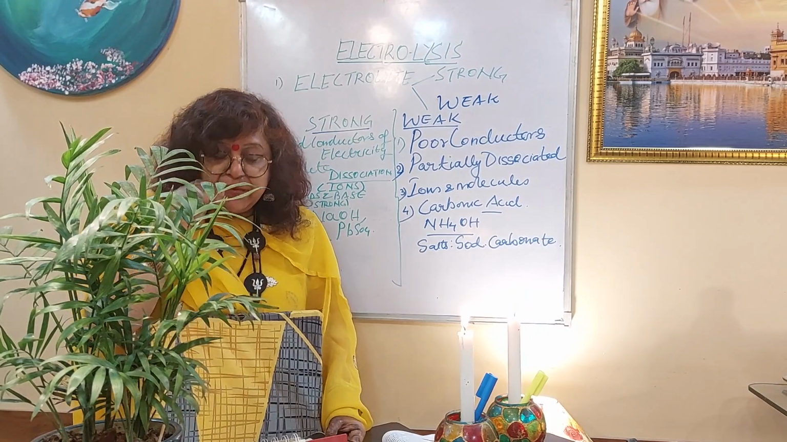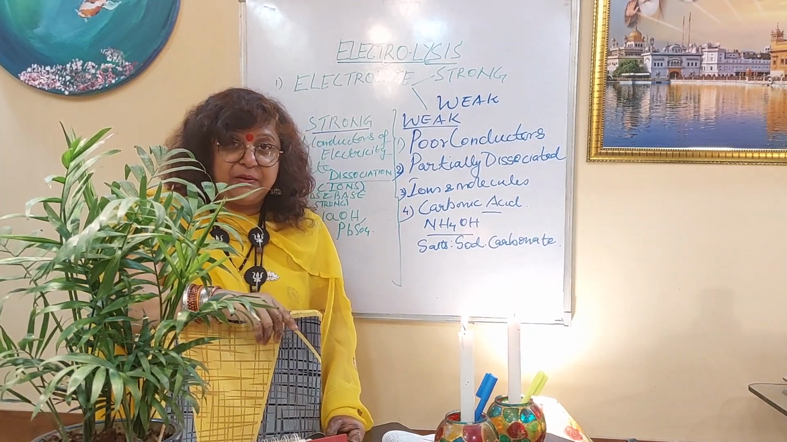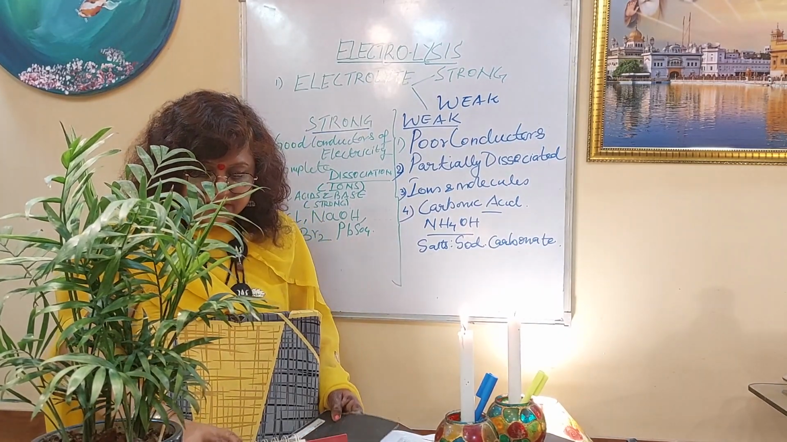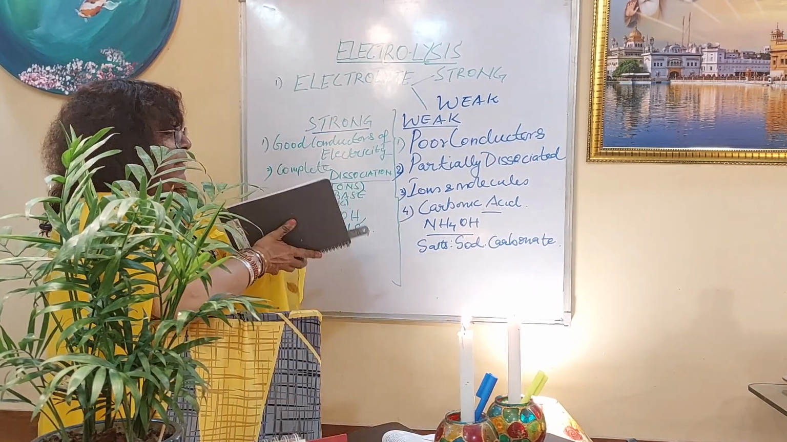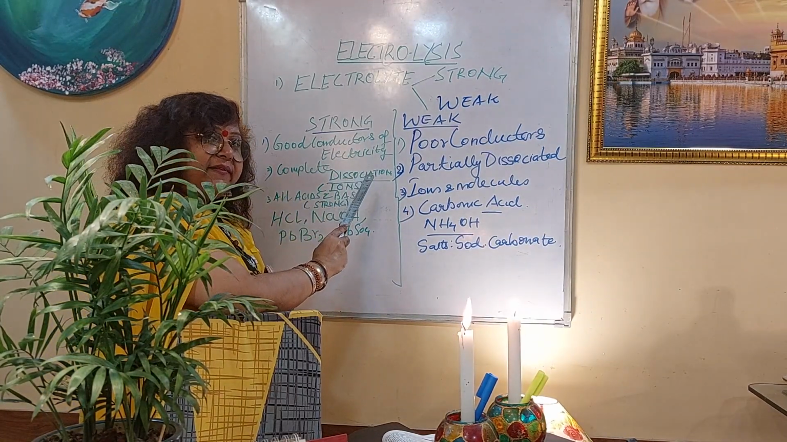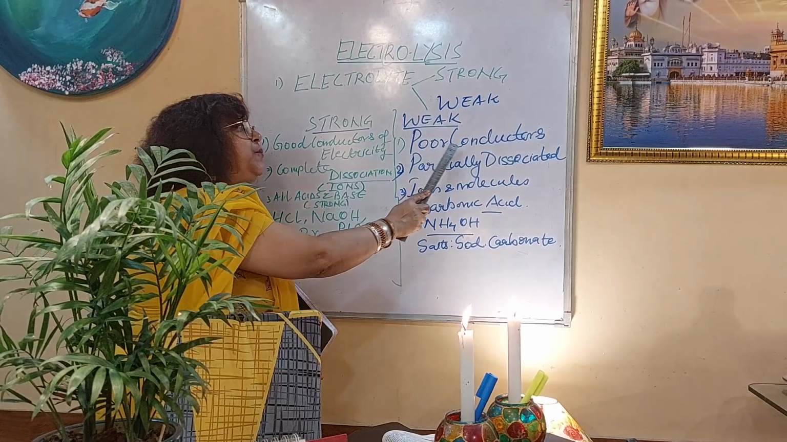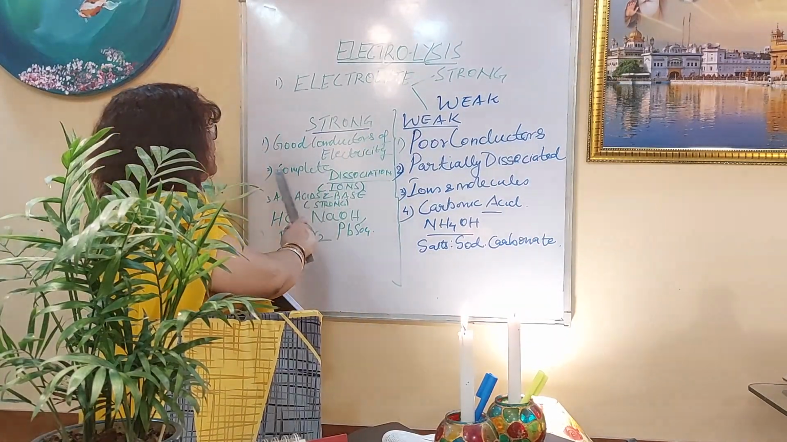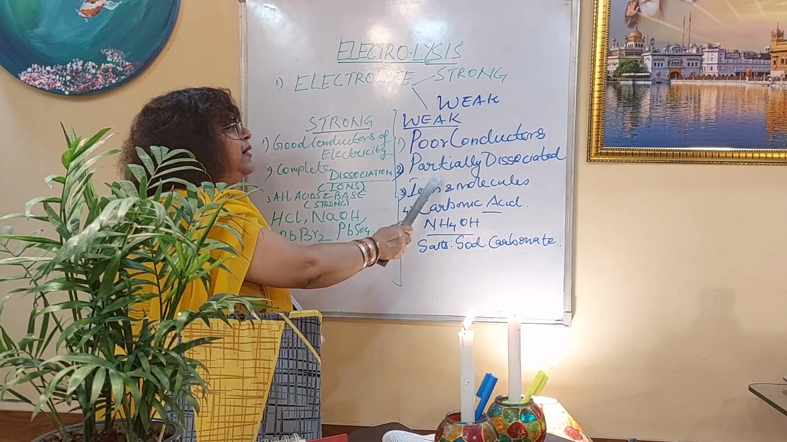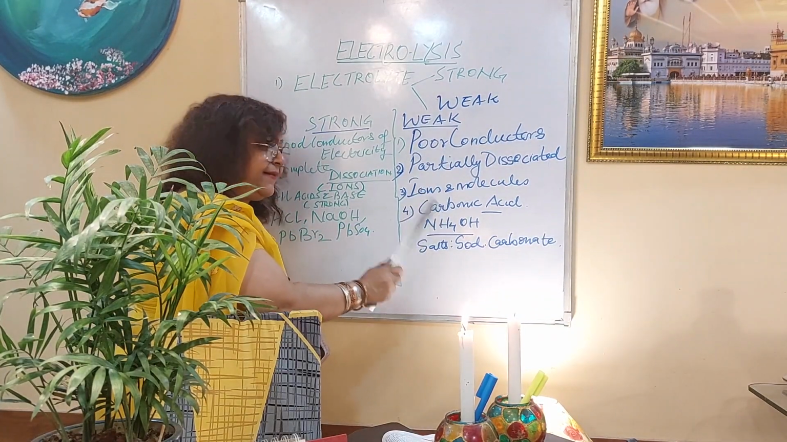Now we will go for the next comparison between a strong electrolyte and a weak electrolyte, as it's written here. Strong electrolytes are good conductors of electricity. Weak electrolytes are poor conductors of electricity. Strong electrolytes completely dissociate, while weak electrolytes partially dissociate into ions.